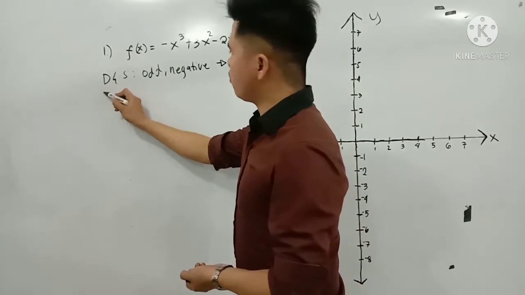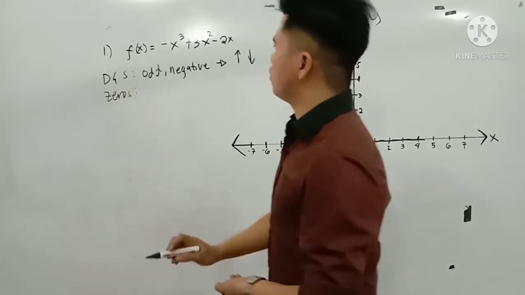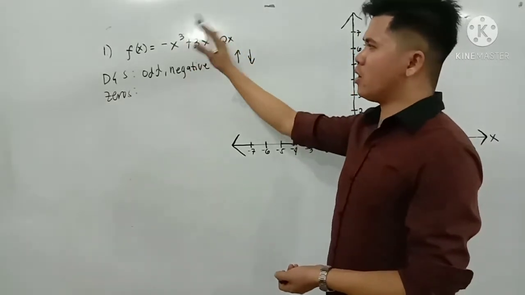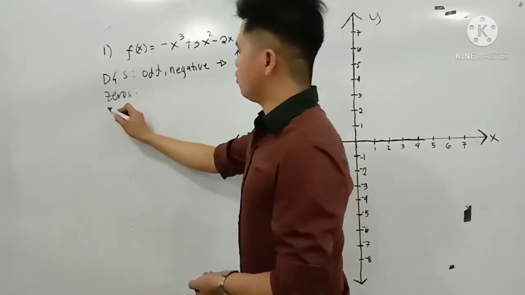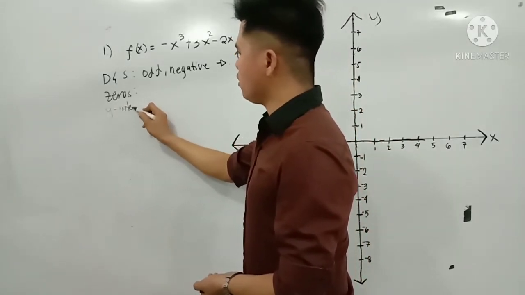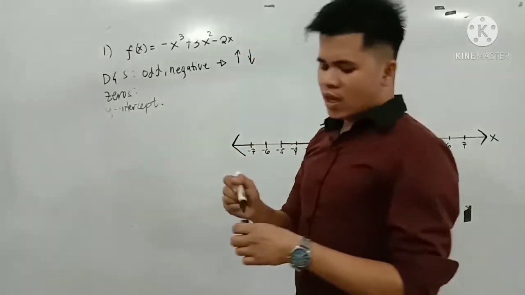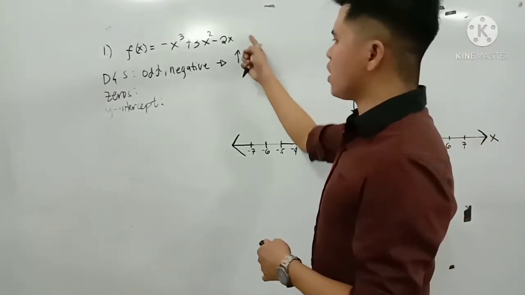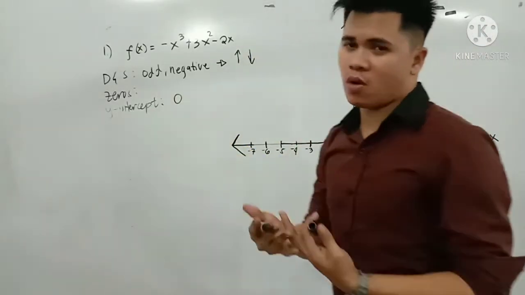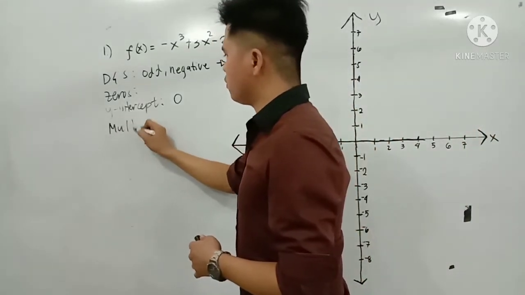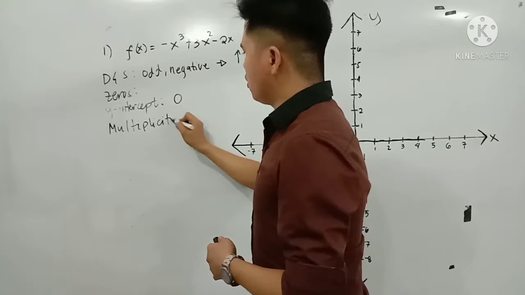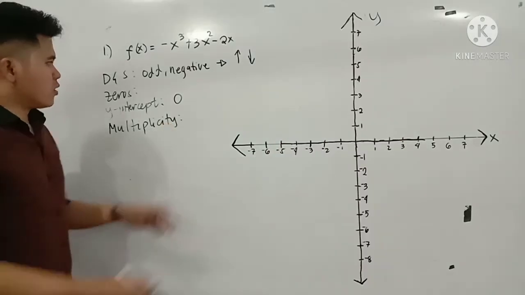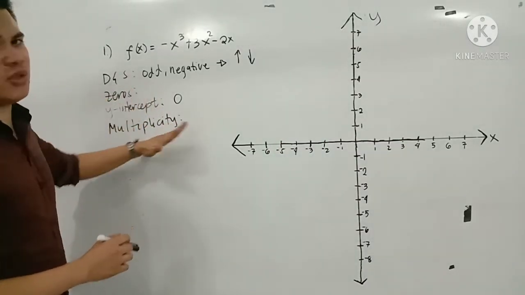Then, we have to know the zeros or the x-intercept. But we cannot determine immediately the value of the zeros. So, let's try to get the y-intercept. Again, the y-intercept is the constant of the function. Since there is no constant here, automatically our y-intercept is 0. The next is the multiplicity. We can't find the multiplicity since we have no zeros yet. So, let's find the zeros first, then we can have the multiplicity.